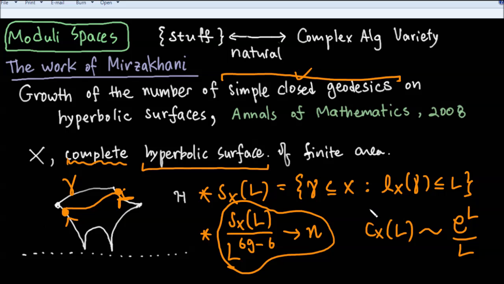And this number was considered as the prime number theorem of the geodesics, since the growth is just like the prime number theorem. But if you look at the simple closed geodesics, she gets this polynomial growth, and that's her work. Okay, and she obtained this result by looking at the moduli spaces of hyperbolic surfaces.